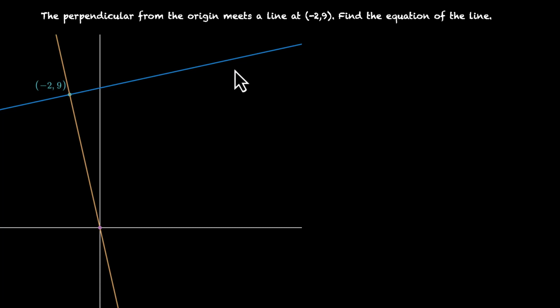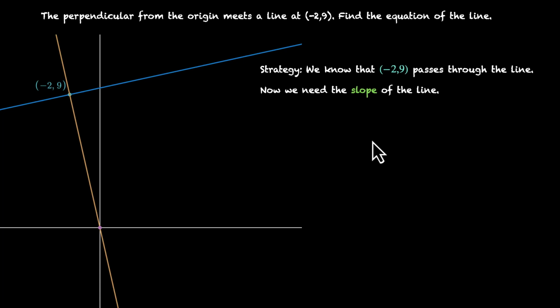Think about it. For this equation, we need the point and the slope. Do we have a point? Yes, we do. Foot of the perpendicular is at the point of intersection of these two lines. It lies on this perpendicular and it also lies on this blue line. So that's the first thing. We know that -2, 9 passes through the line. So we have a point. How do we find the slope now?